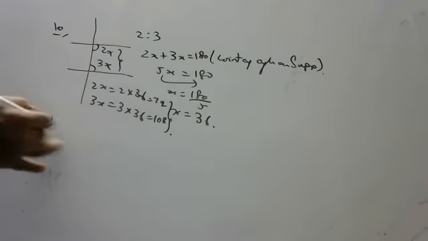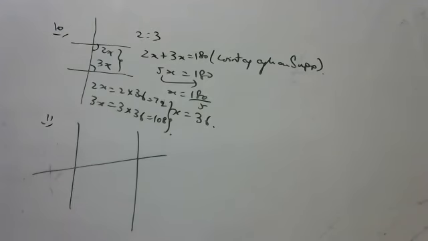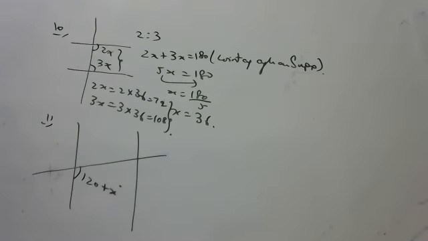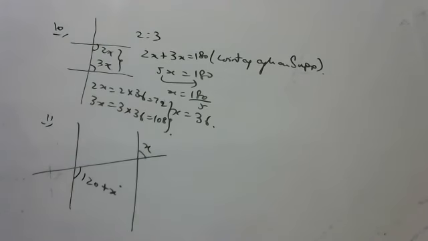11th sum. There are two parallel lines, children, and this is a transversal. One angle he is saying this is 120 plus x degrees, and he is saying this is x. What is the value of x? Children, all of you see here, what is the value of x?